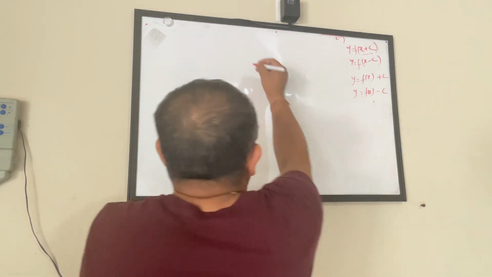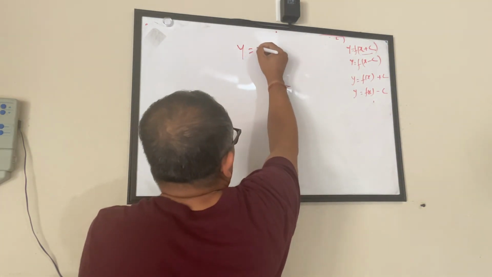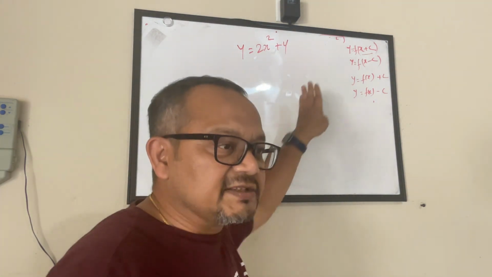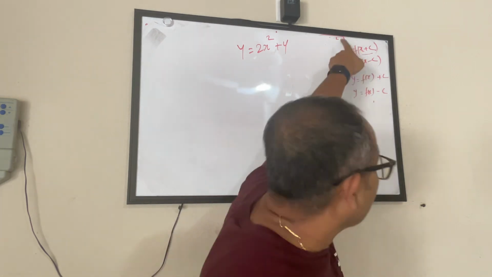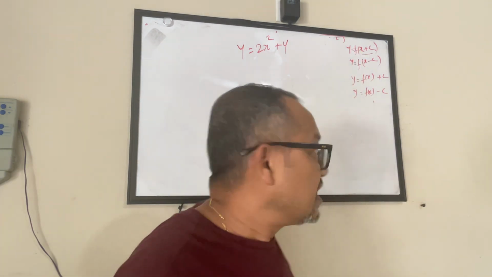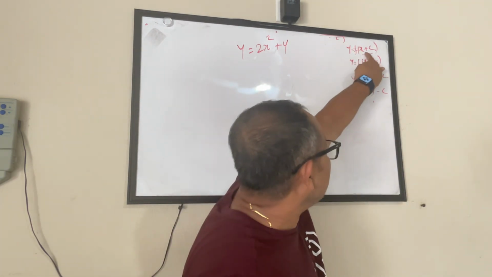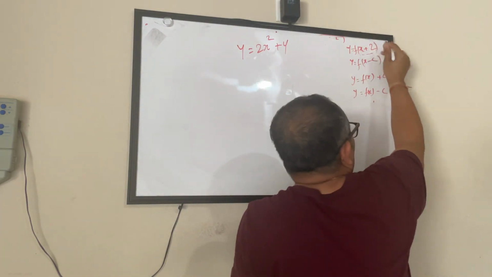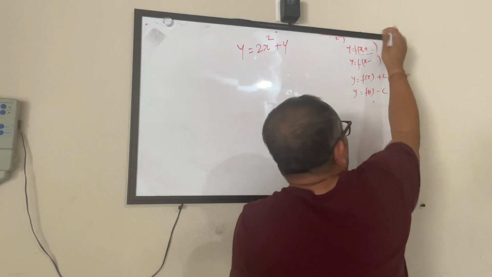So let's look at this equation, y equals 2x squared plus 4. Let's say this is my parabola. Now we look at all these four scenarios and find out what it is. What happens with x plus c? Or I will not say c, I will say 2 or 3.